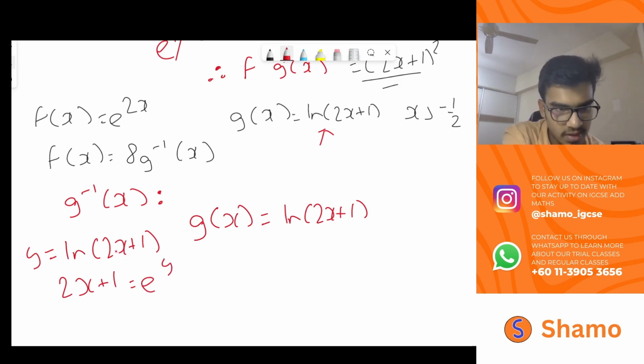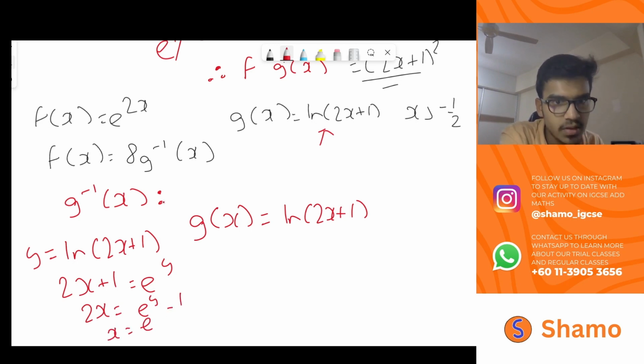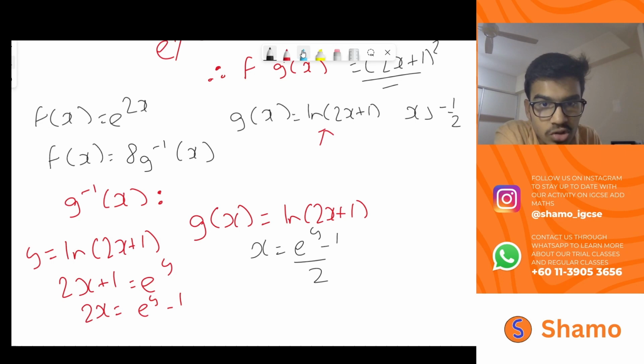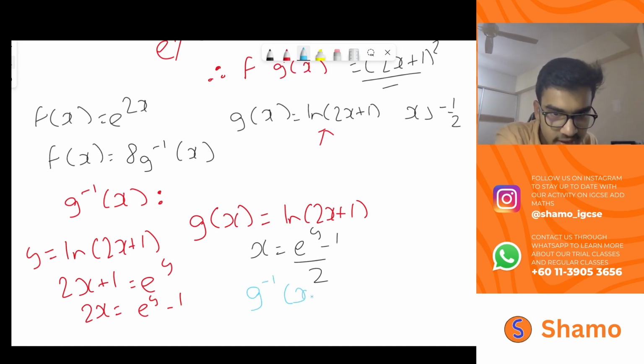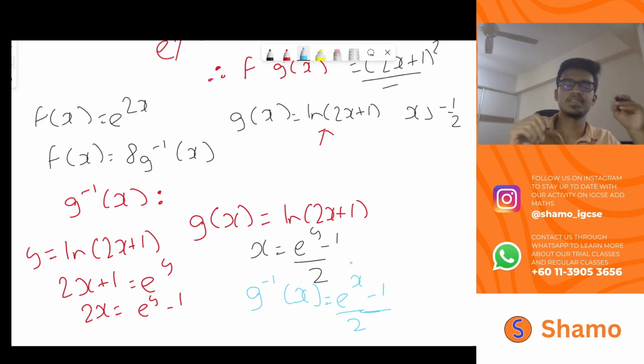2x plus 1 would be equal to e to the power y, right? That means 2x is equal to e to the power y minus 1. I'll just write it over here at the side. So x is equal to (e to the power y minus 1) divided by 2. So this isn't a final answer, this is just g inverse x. g inverse x is equal to (e to the power x minus 1) divided by 2. Okay, that's g inverse x.